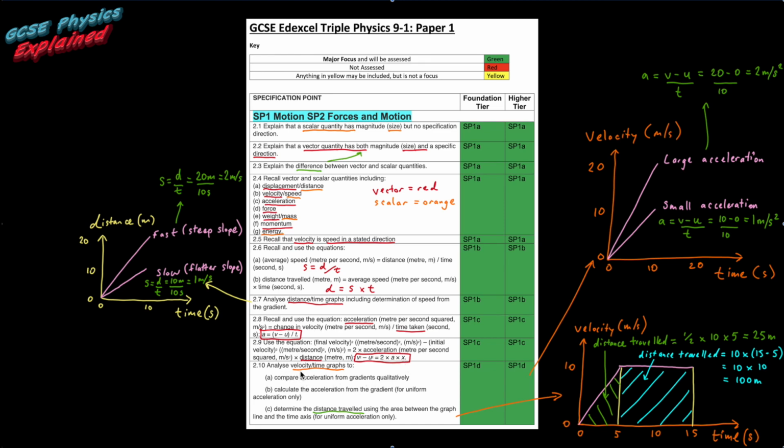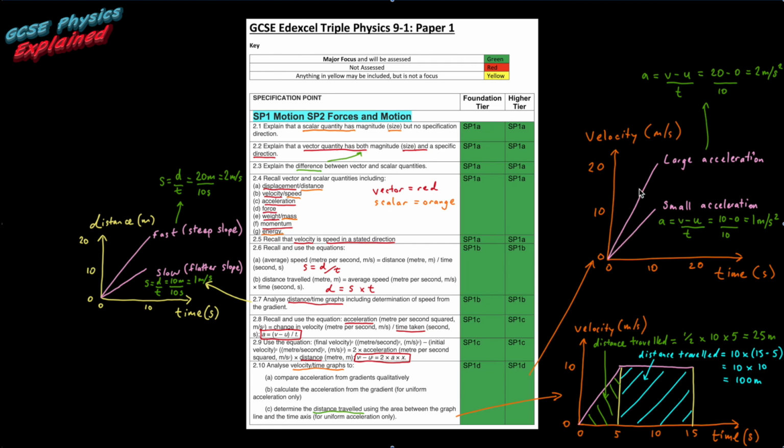And you should be able to analyse velocity time graphs to compare acceleration from the gradients. I'll show you that in a second. Calculate the acceleration from the gradient and determine the distance travelled using the area between the graph line and the time axis. So let's have a little look at the acceleration first.